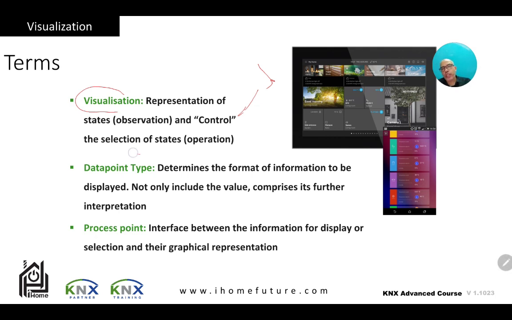I need to know the data point type, and we know that each interface or each data will have a data point type. One is 1 bit, as an example for a relay switch. If I have an absolute dimming, then it's 8 bits. If I have a motion sensor or a sensor, it's 2 bytes. I also have a process point, which is the interface between this visualization and the KNX system.